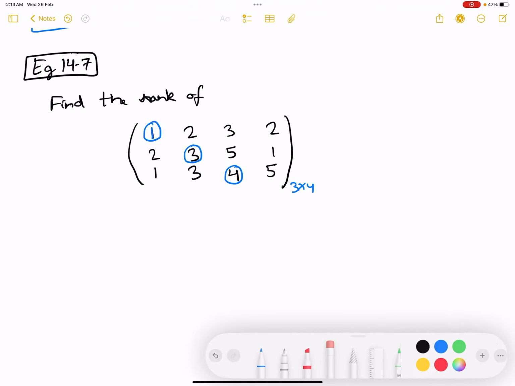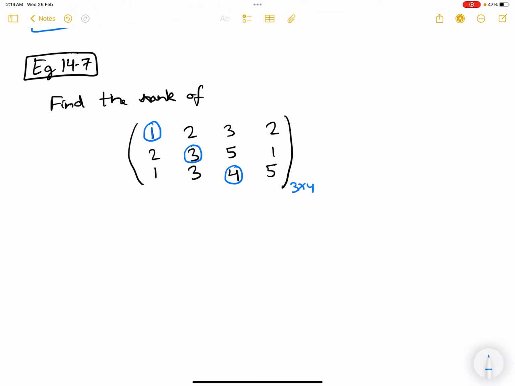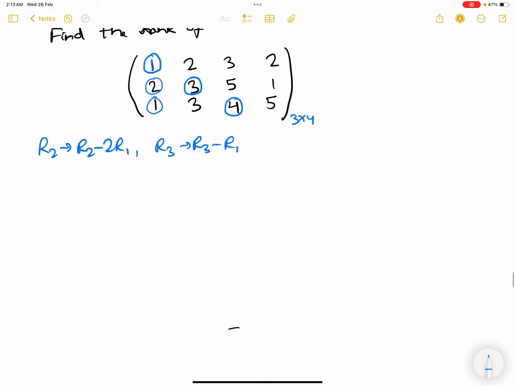So this much is done. Now we'll try to find the rank. The first operation would be R2 goes to R2 minus 2R1, and simultaneously we'll make this 0 as well, R3 goes to R3 minus R1. So the transformed matrix would be 1, 2, 3, 2; 2 minus 1, 0, 3 minus 4 minus 1, 5 minus 6 minus 1; 2 minus 1, 1 minus 4 minus 3. This would be 0, 1, 1, 3.